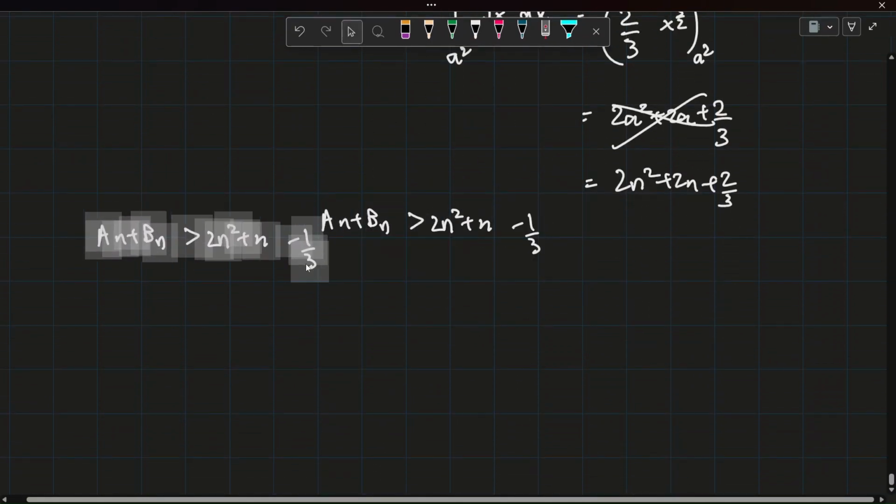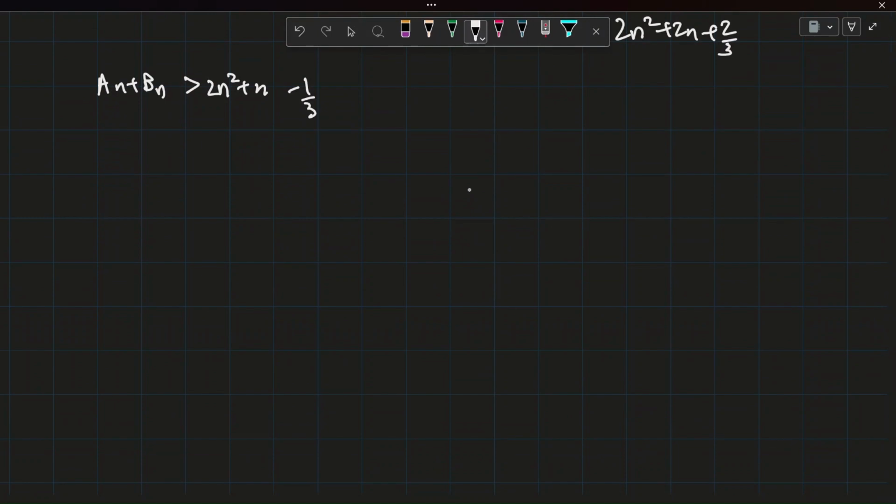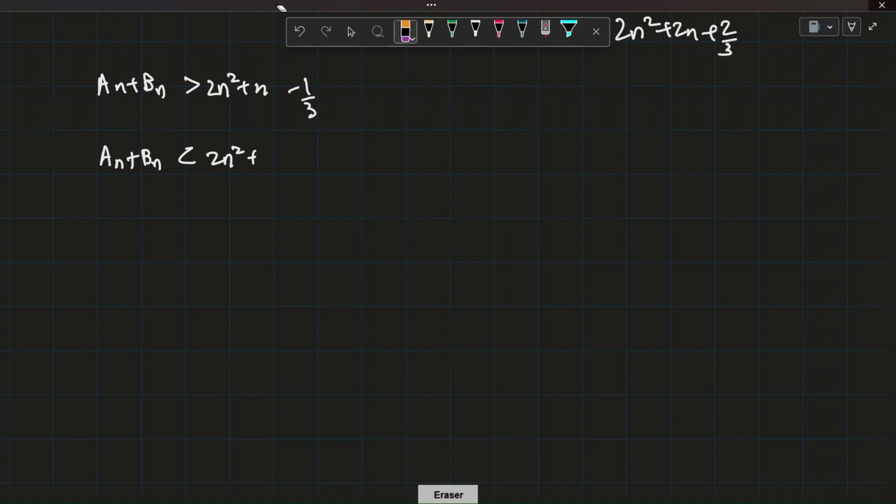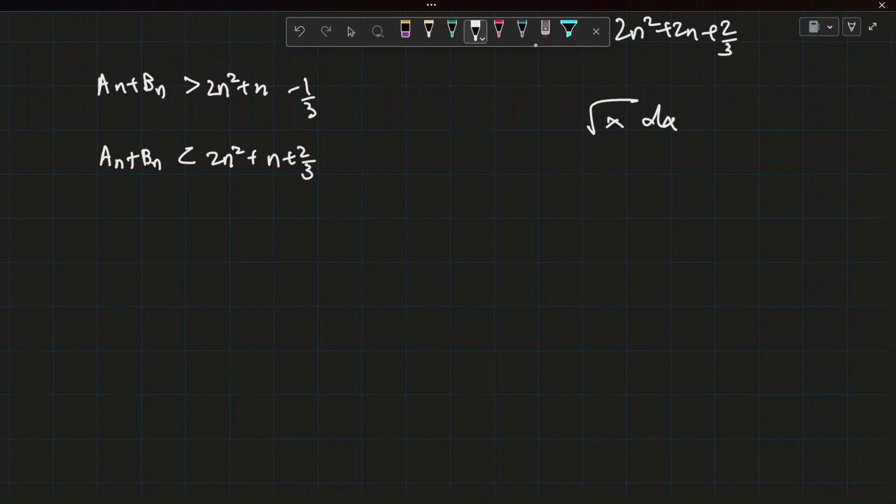This is one inequality which we get. And the second inequality, by doing a similar expression but opposing the inequalities, you can get that a_n plus b_n is less than 2n squared plus n plus 2 by 3. How do you get this? You can get this by observing that in the earlier expression we used that the integral of the square root of x dx from a to a plus 1 is greater than the square root of a. This we used, but if you reverse this, then you can get the second part.